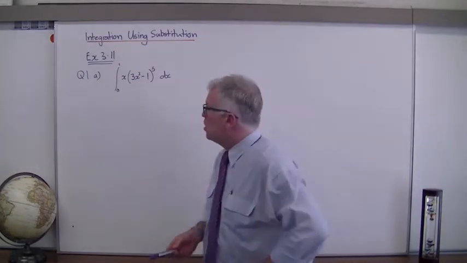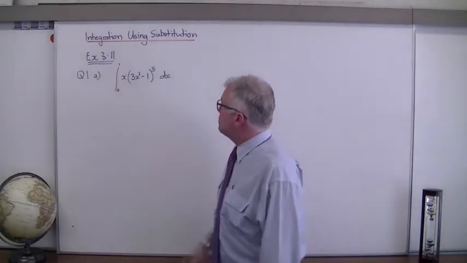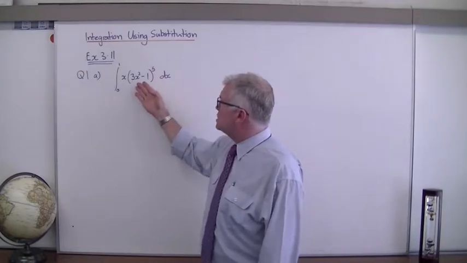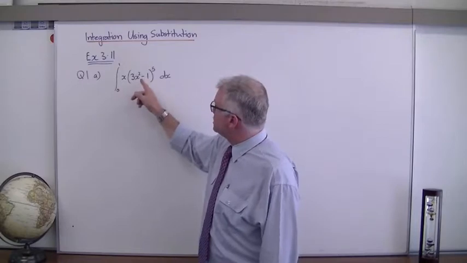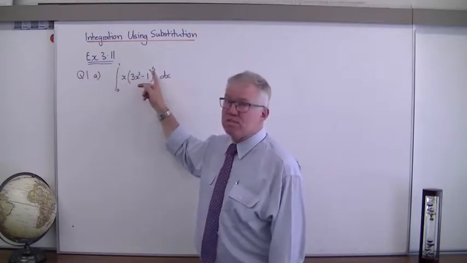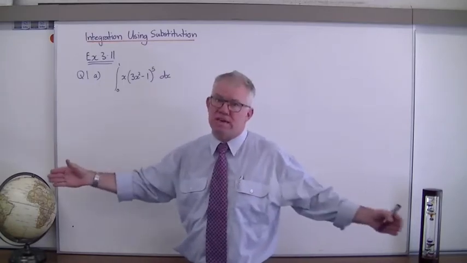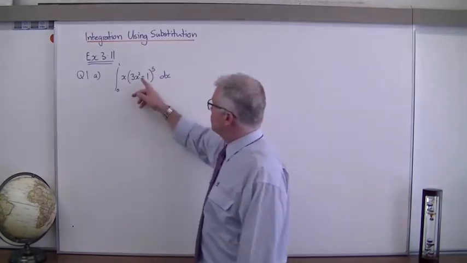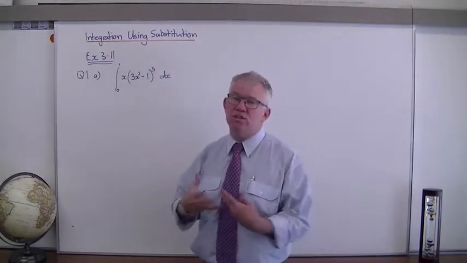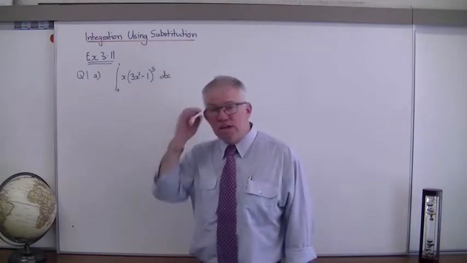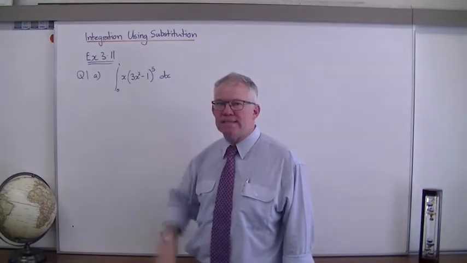So let's start with exercise 3.11, question 1a, and this is the function we've got. Up to this point, the only way we would have been able to integrate this function is to expand out this (3x² − 1)^5 and keep on expanding it out and out and out. We'd have 3x² − 1 written out 5 times, expand all of that out, collect the like terms, and then we could actually integrate the function. But that's dreadfully long and tedious.